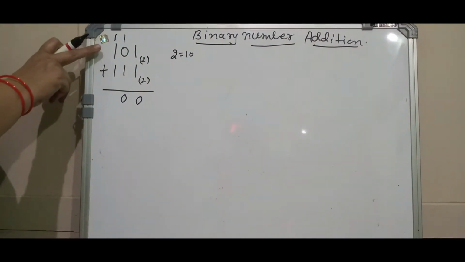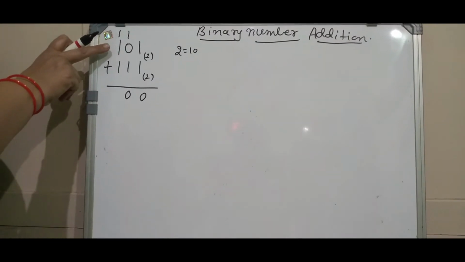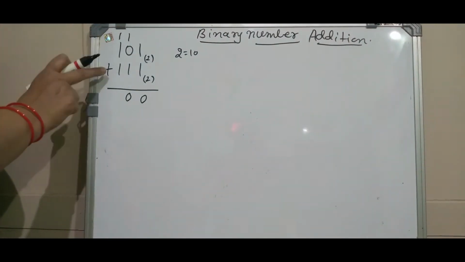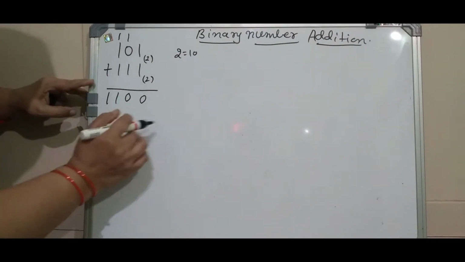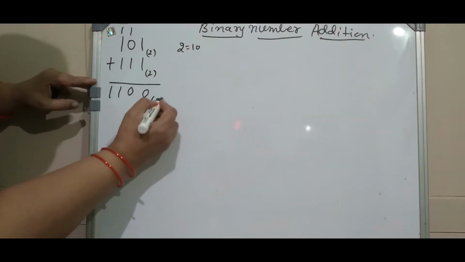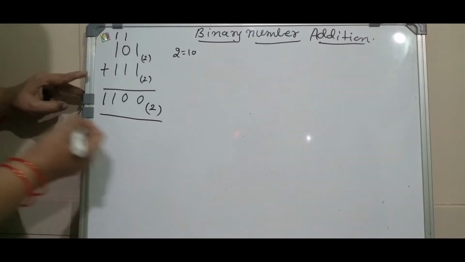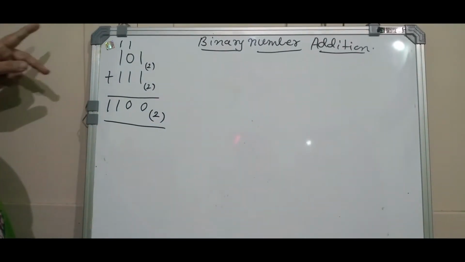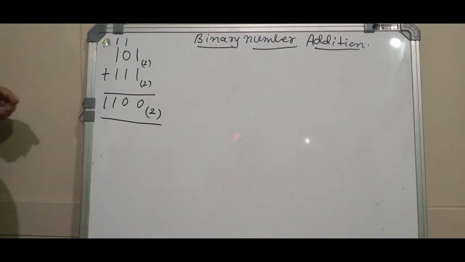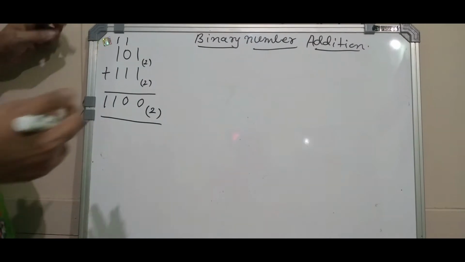1 plus 1 is 2. Again that 2 is nothing but 1 0. 1 0 plus 1 will be 1 1. So it will be 1 1 0 0 to base 2. The answer will be like this, 1 1 0 0 to base 2. Let us see whether what we have added is correct or not. This is just like a verification process also.